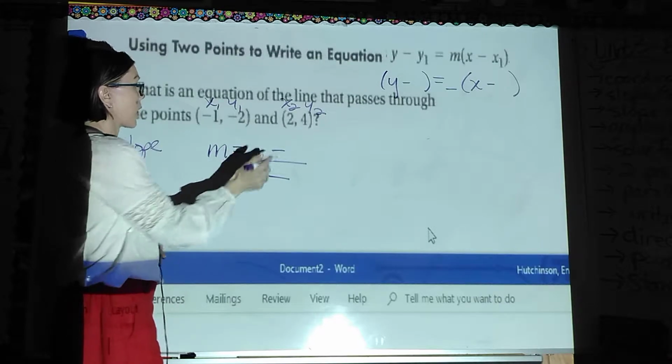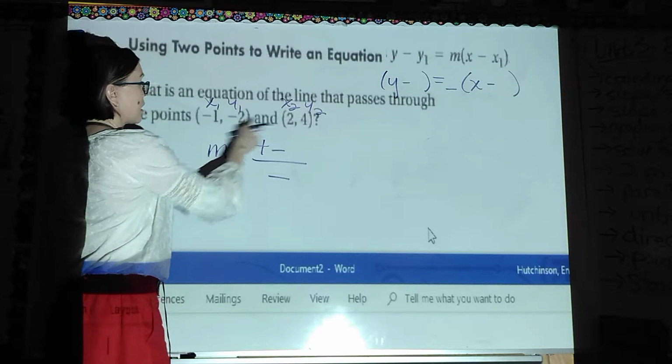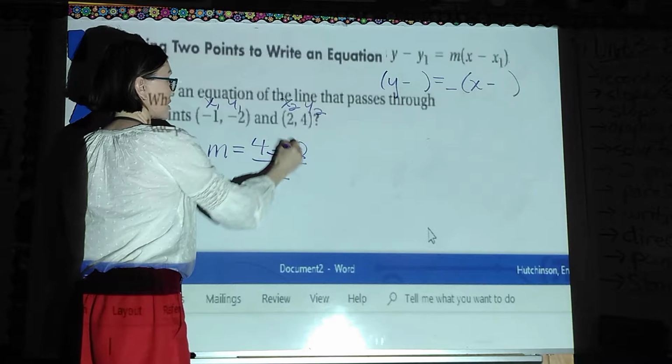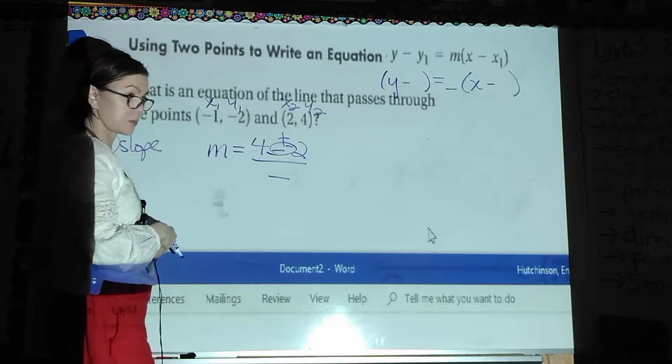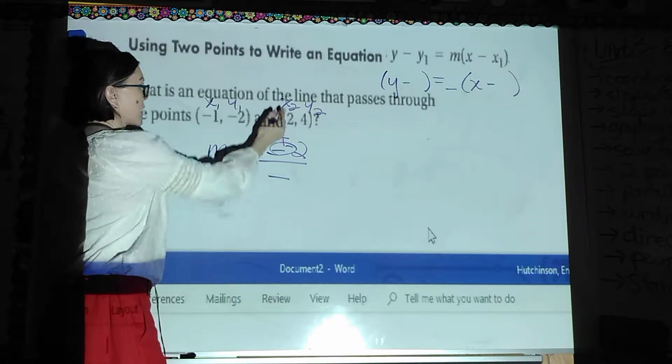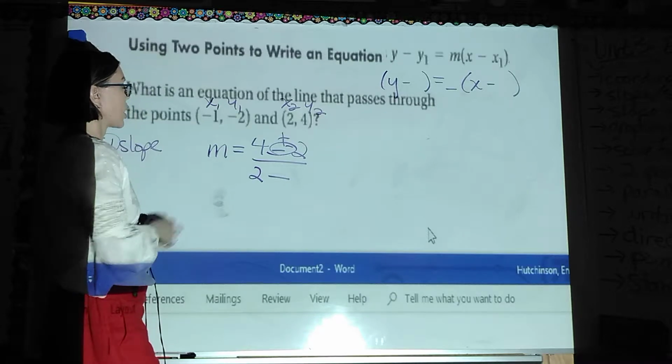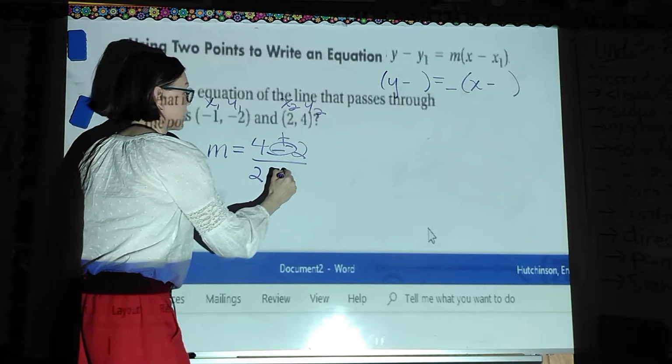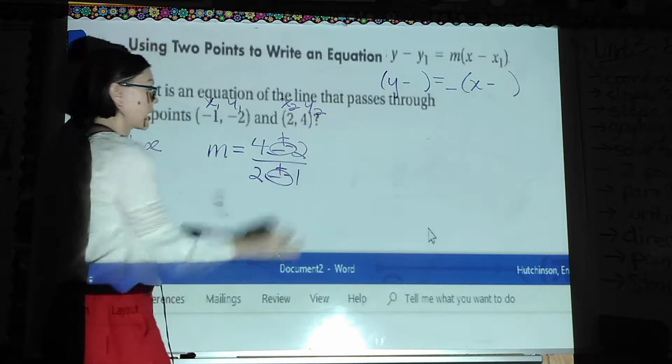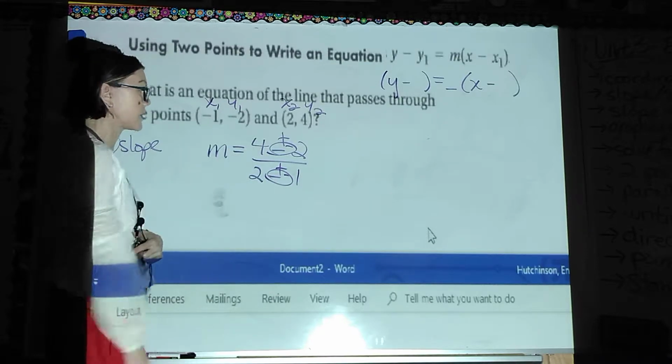So our y sub 2 is 4. Our y sub 1 is negative 2. There's a double negative, circle, put the plus. We should be used to this by now. Our x sub 2 is 2. And our x sub 1 is negative 1. So put the negative 1, circle, put the plus. Another double negative in both the numerator and the denominator.